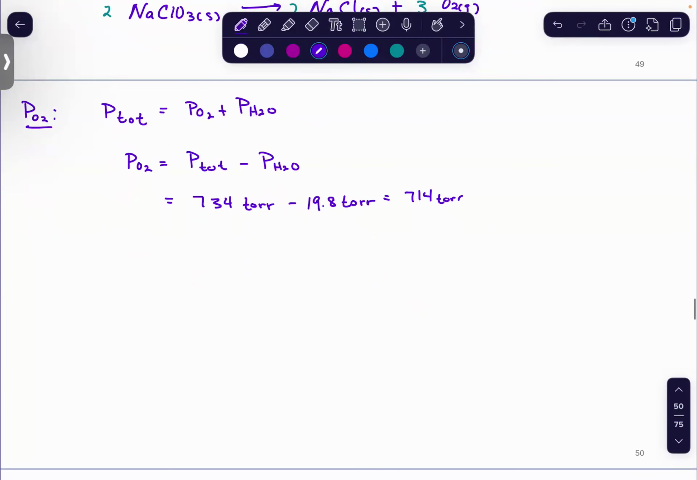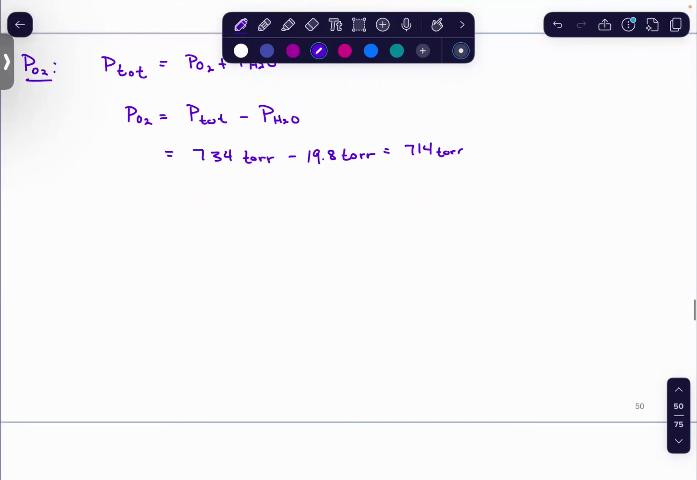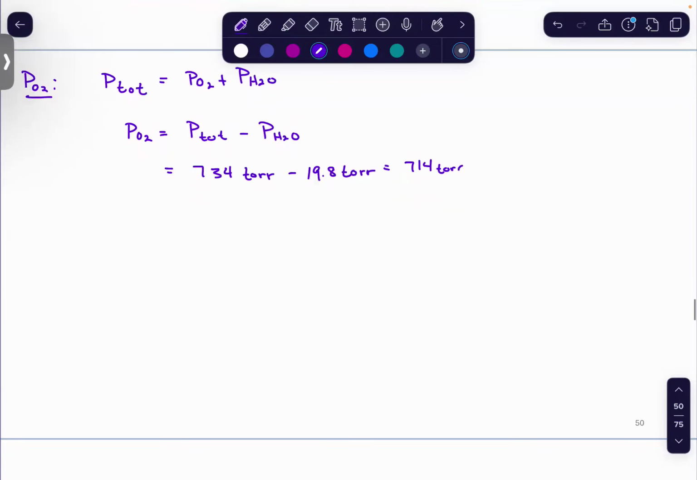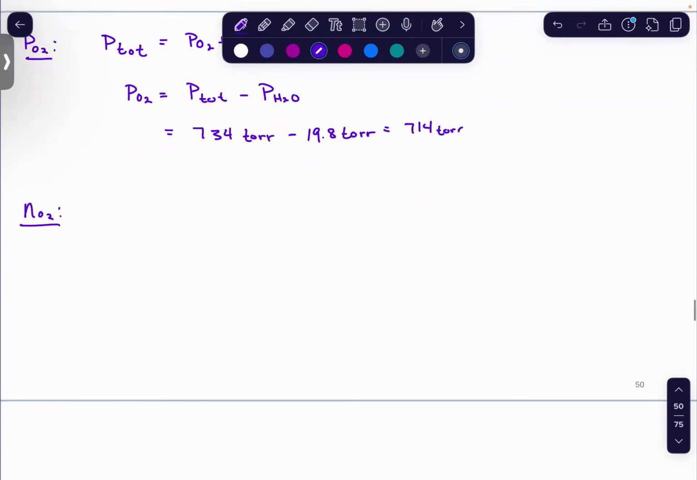Okay, so the thing we're going to need is how much. So, what is the actual mass of the pure sodium chlorate in the original sample? Okay, so we can do that. We have a pressure of O2. We have everything dealing with O2. So what I can do is say, well, I can find moles of O2.